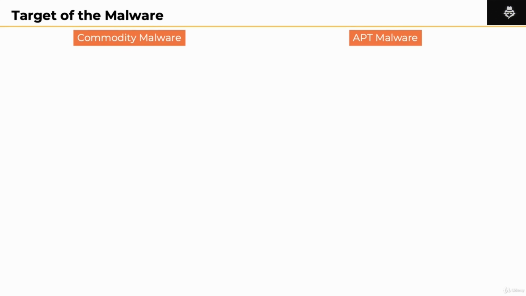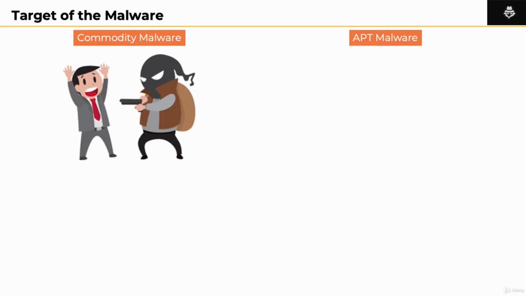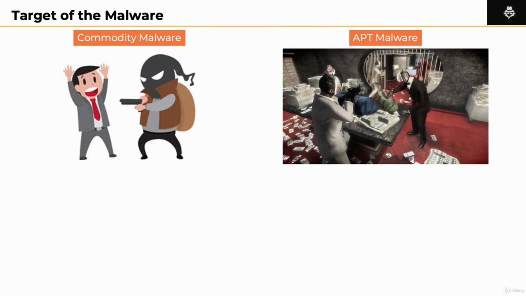To give you a real-life comparison, commodity malware is more like street muggers, and APT malware is like a bank robbery. Now, what do I mean by that? Commodity malware usually does not have a specific target, just like street muggers. They need money and they will attack anyone. On the other hand, APT malware has a very specific target. This target is identified after doing a lot of research and reconnaissance.